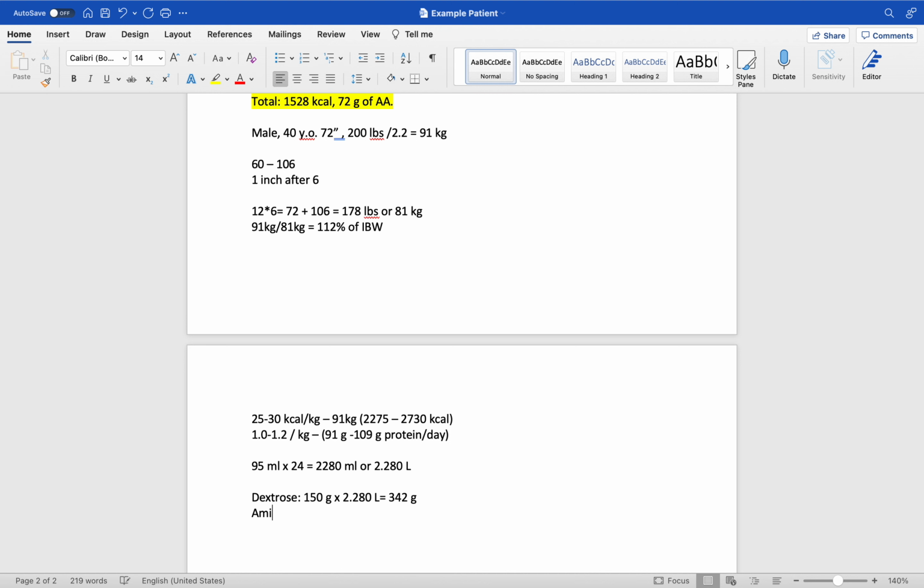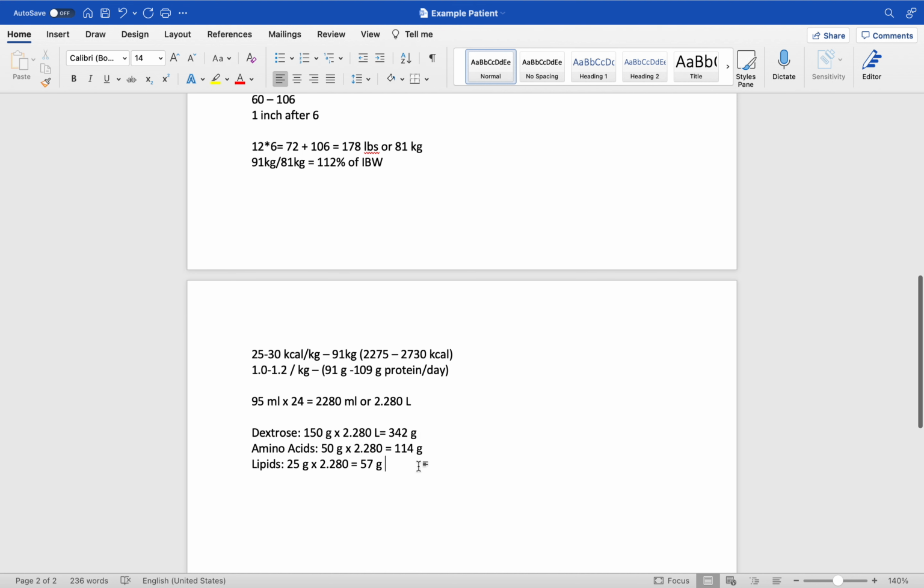And then amino acids, we're just going to stick with the 50 grams times 2.280 equals, because I'm pretty sure that will give us right where we need to be too, 114 grams of protein or amino acids. And then lipids, I'm going to just do the 25 grams. Okay, so 25 times 2.280 equals 57 grams of lipids.